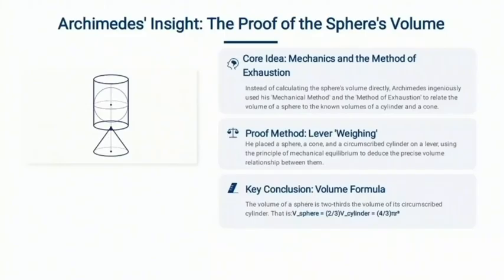Archimedes then used the principle of the lever, like a seesaw. He placed the sphere and the cone on one side of the lever, and the cylinder on the other side. Through reasoning, he showed that for the lever to balance, the combined volume of the sphere and the cone must be equal to the volume of the cylinder. In this way, he deduced the relationship between their volumes. Basically, he proved that the volume of a sphere is exactly 2/3 the volume of its circumscribed cylinder.